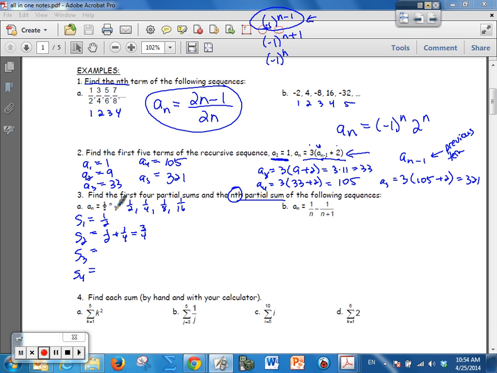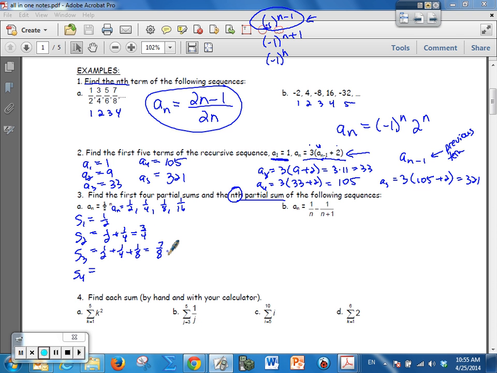Okay, these are the S sub n's. The third partial sum, I'm going to add the first three: 1/2 plus 1/4 plus 1/8. I add all those up and I get 7/8.